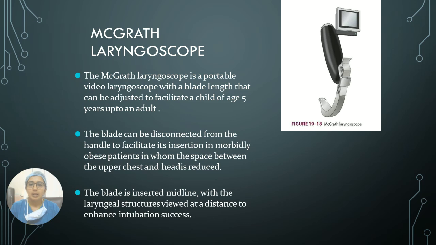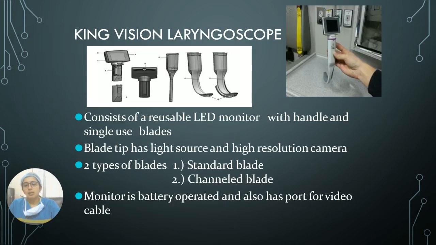Airtraq laryngoscope. It is a portable video laryngoscope with a blade length that can be adjusted to facilitate a child of age 5 years up to an adult. The blade can be disconnected from the handle to facilitate its insertion in morbidly obese patients in whom space between the upper chest and head is reduced. The blade is inserted midline with the laryngeal structures viewed at a distance to enhance intubation success.